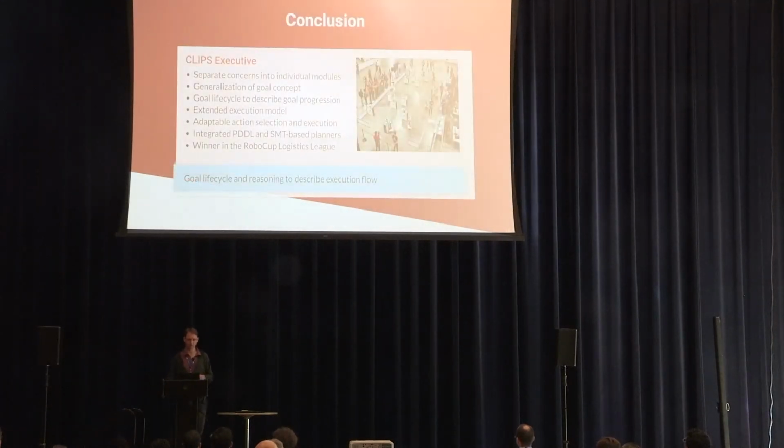Okay, so to conclude, we separate the concerns into individual modules and structured this by means of the Go lifecycle to have some handle also on the reasoning side and for execution monitoring of what's going on in the system. The Go lifecycle also describes the goal progression, so how the goal actually evolves in our system. This has been used in the planning and execution competition last year and also in RoboCup this year, so I'm happy to say that my former team won this year's competition using the approach that I just presented.